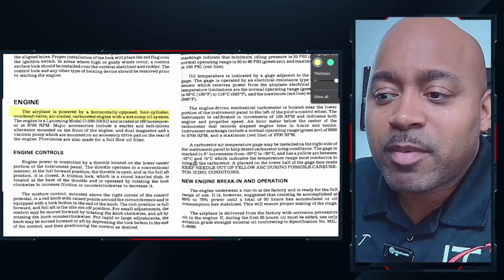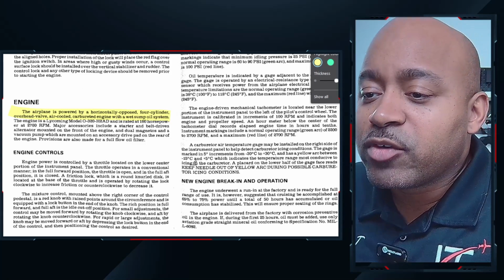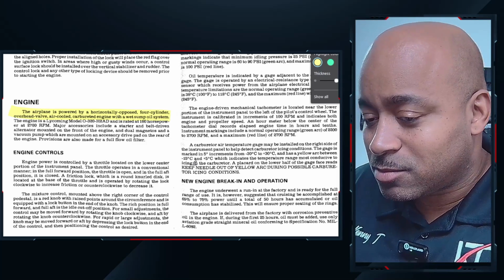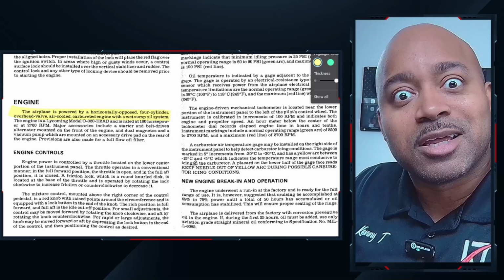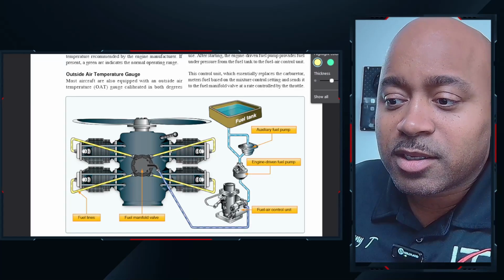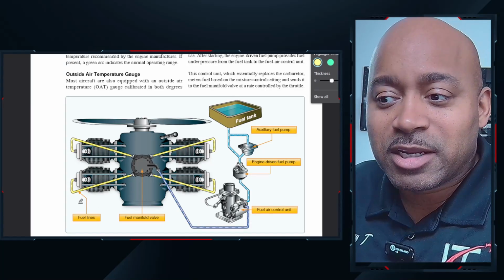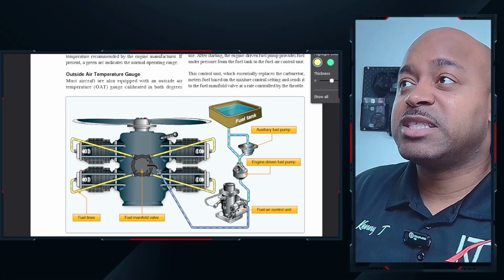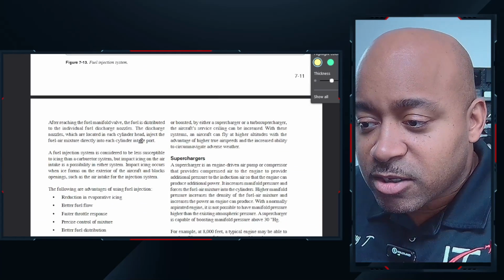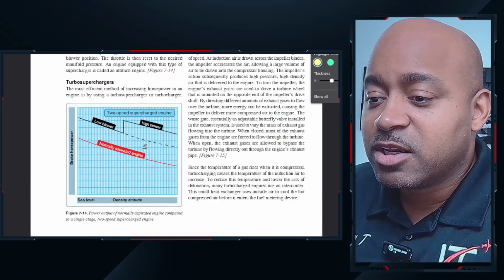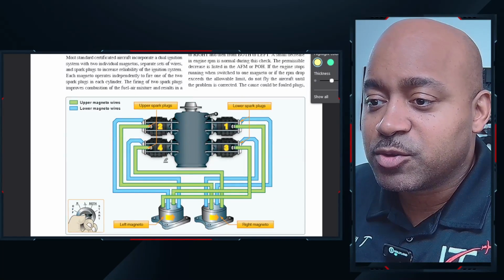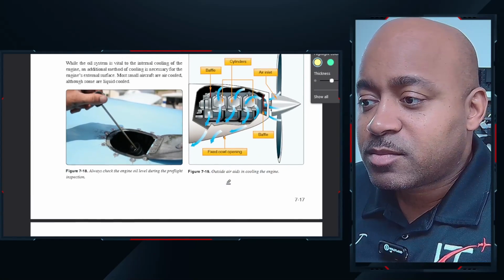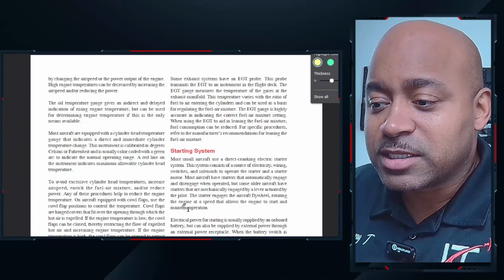Engine. This airplane is powered by a horizontally opposed 4-cylinder overhead valve air-cooled carbureted engine with a wet sump oil system. What does that mean? It tells you that, but then you also got to know what it means. That's where going to your PHAK, your Pilot's Handbook of Aeronautical Knowledge, is the next level, where this is more generic and not necessarily specific about your aircraft, but it talks about the theory of each of these different systems, from your engines to how they work, to what magnetos are, to the propeller, how airplanes are cooled, the oil systems, etc.